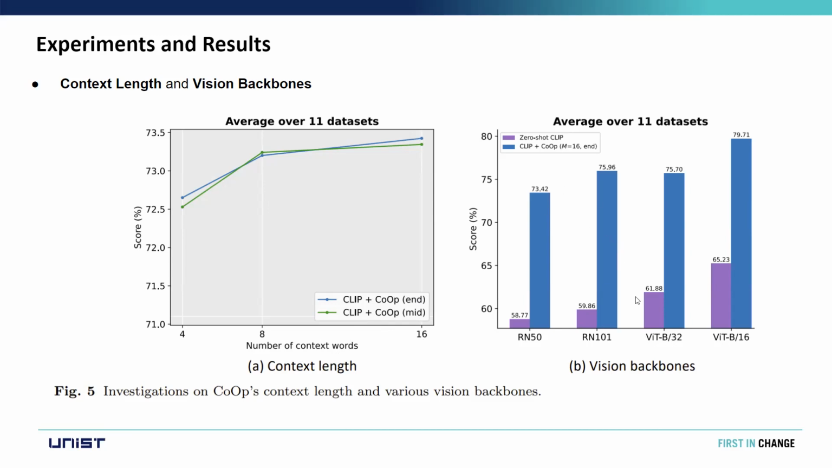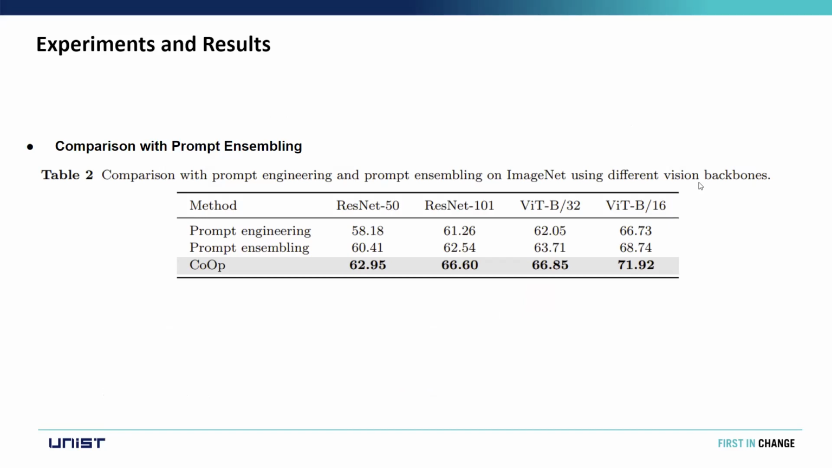Also, as you can see here, CLIP plus CoOp outperformed zero-shot CLIP with all kinds of backbones. And obviously, the more advanced the backbone, the higher the accuracy. As we can see here, vision transformers achieve the highest result. Also, there has been a comparison between prompt engineering, prompt ensembling, and the CoOp method. As we can see, CoOp outperformed both prompt engineering and ensembling with all kinds of backbones.